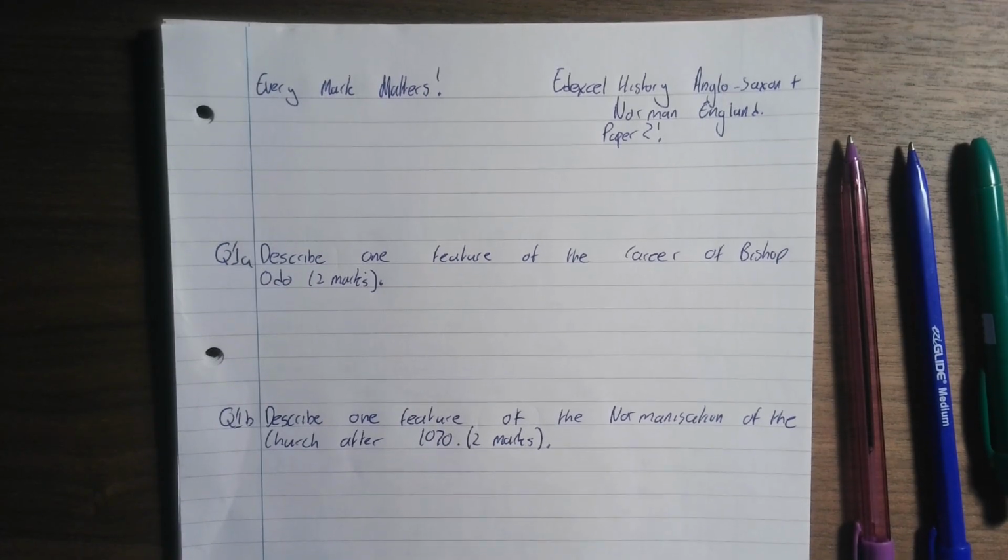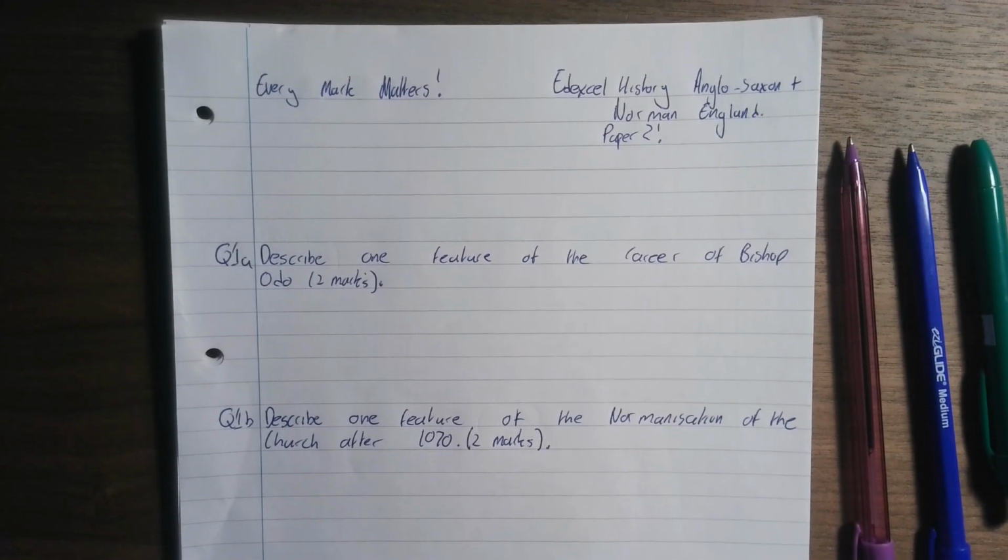We are going to have a look at Edexcel History Paper 2 with a specific focus on Anglo-Saxon and Norman England. We're going to have a look at 3 exam questions today, 2 gateway questions or easy questions, I like to call them, and then 1 slightly more difficult question.